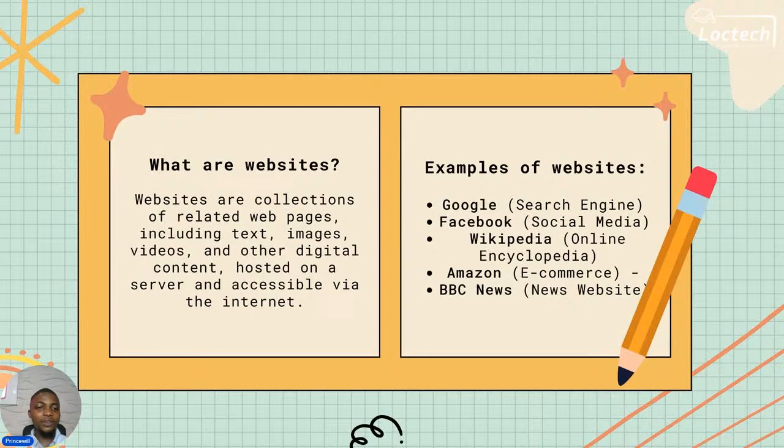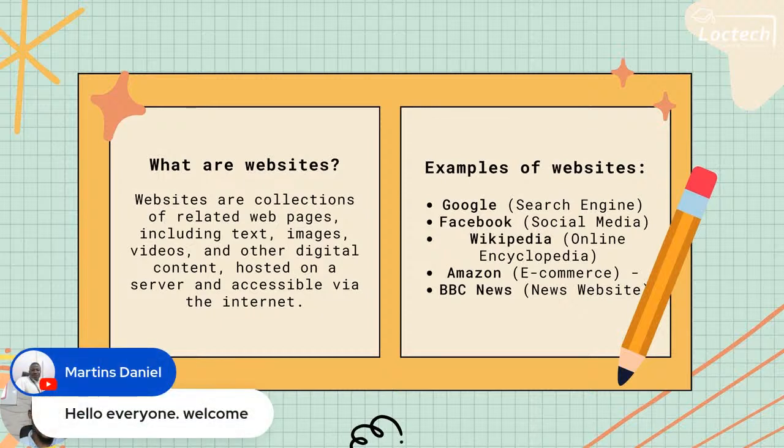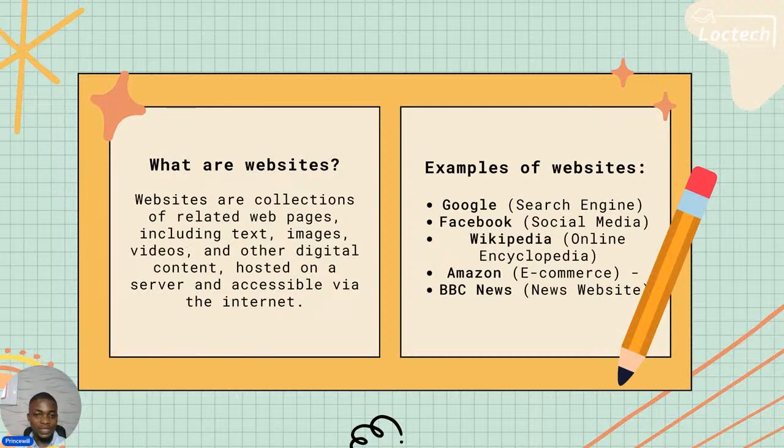So now we're talking about web design, which is about building websites. But what are websites, right? We need to understand what websites are. Websites are collections of related web pages, including text, images, videos, and other digital content, hosted on a server and accessible via the internet. Now, I know we've heard of the word websites used in different areas, different industries. I have here examples of websites which I feel we are actually familiar with, right?